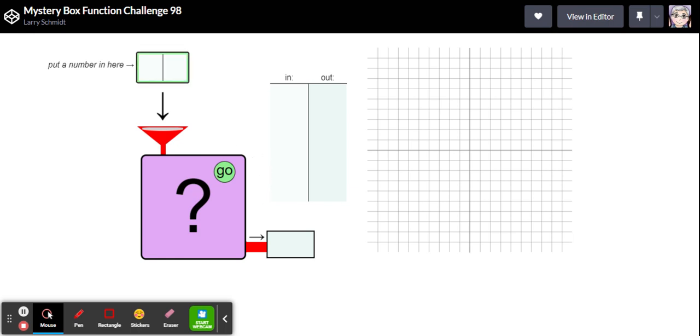All right, let's begin. I'm going to put in a 0. All right, 0 gives us 8. How about a 1? And 1 gives us 1, so this might be a line with a very steep negative slope, a slope of -7, I guess. How about a 2?